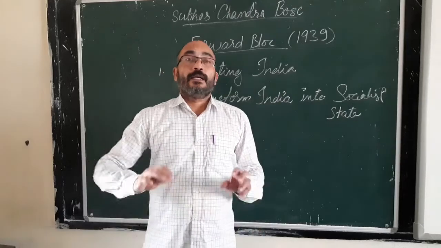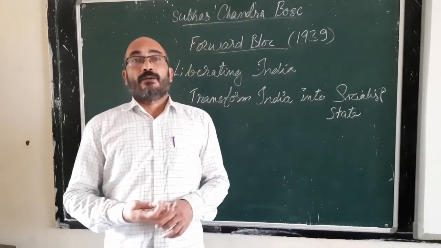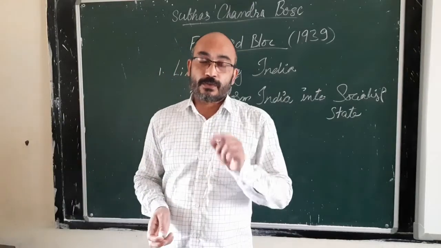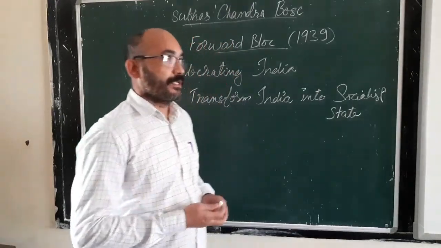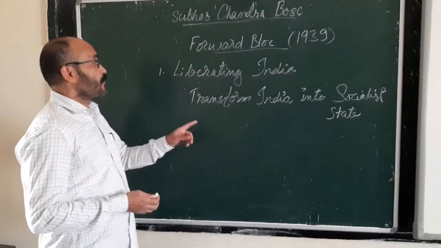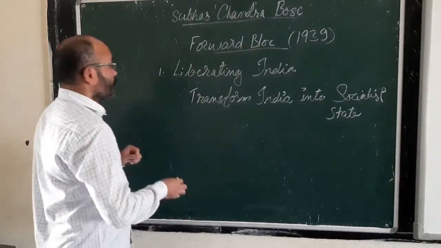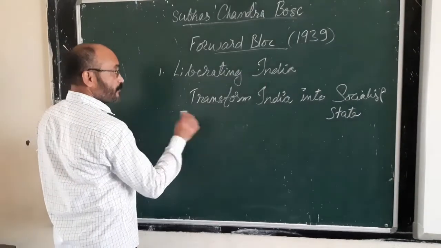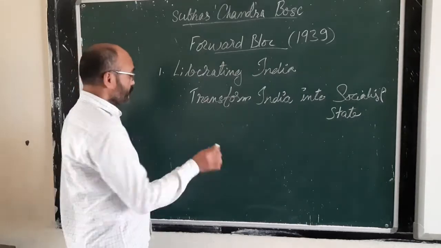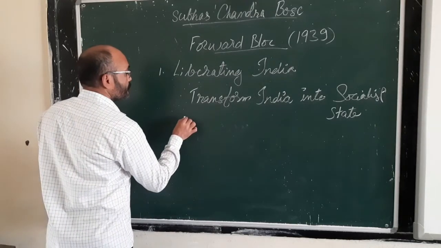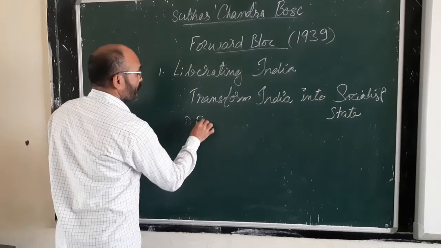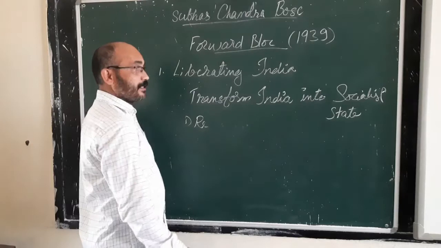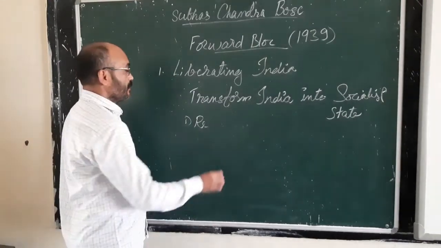And how India would be made a socialist nation, or what else had to be done in order to make India into a socialist nation, that was also planned by Subhash Chandra Bose. In order to transform India into a socialist nation, he made some plans. First one, reorganization of agriculture and industries on socialist lines.